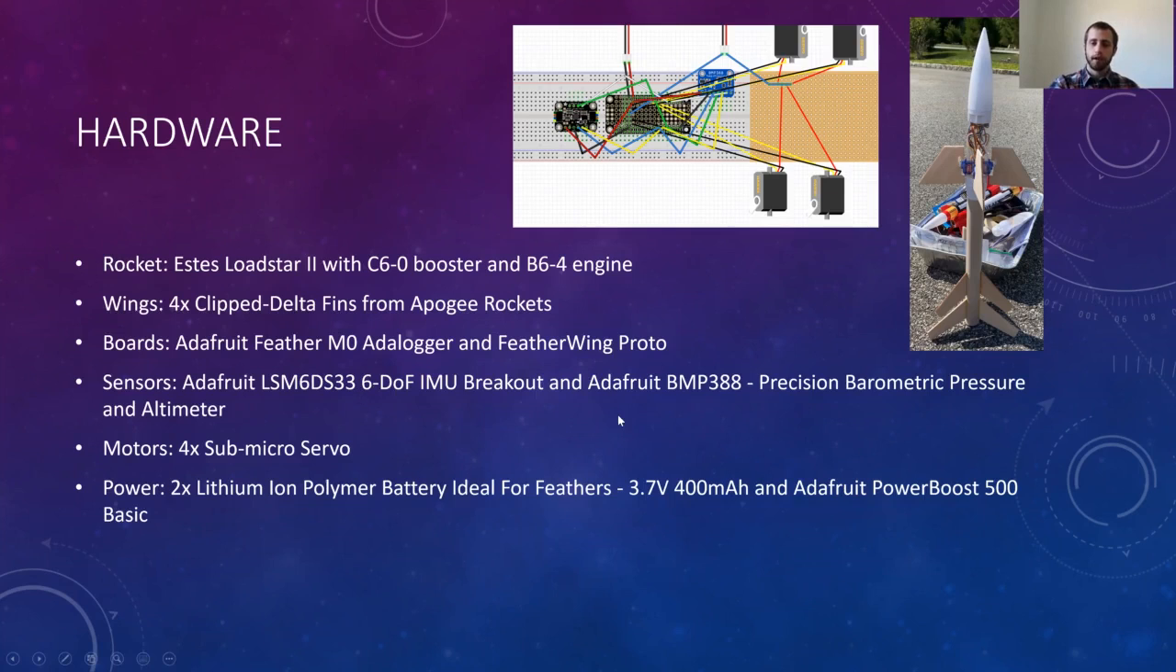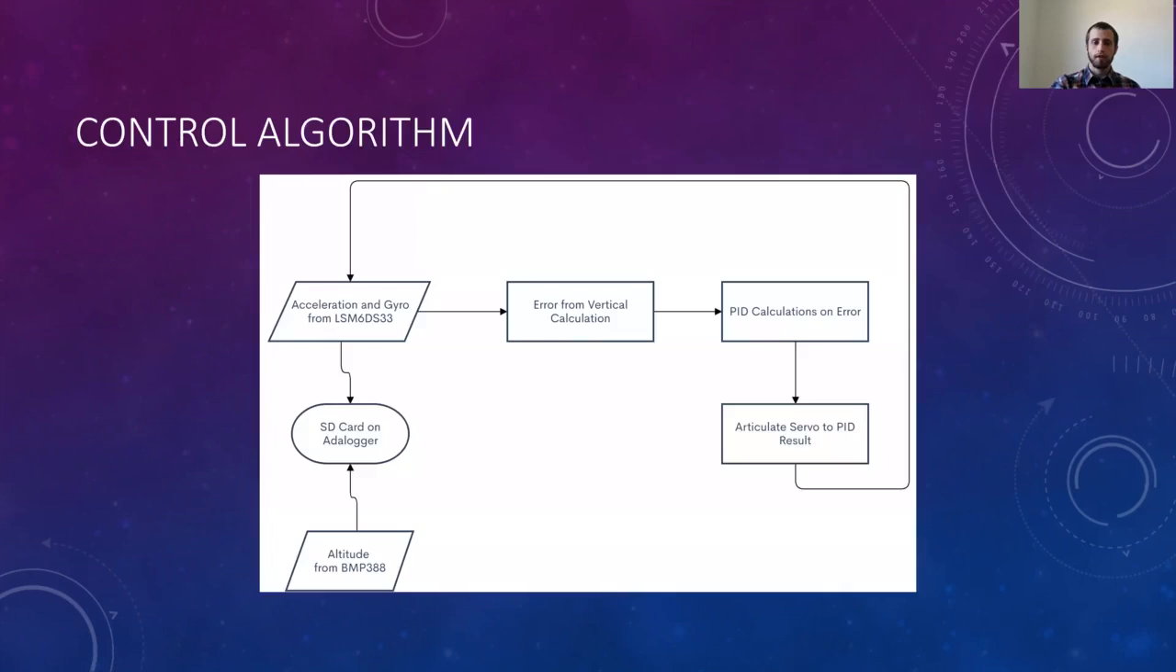I used 2 sensors. I used an accelerometer and I used a barometric altimeter. I used 4 motors, sub-micro servos, which had enough torque to move the wings, but are also really light. And then I used 2 very lightweight batteries and a current booster in order to make sure the motors could turn.